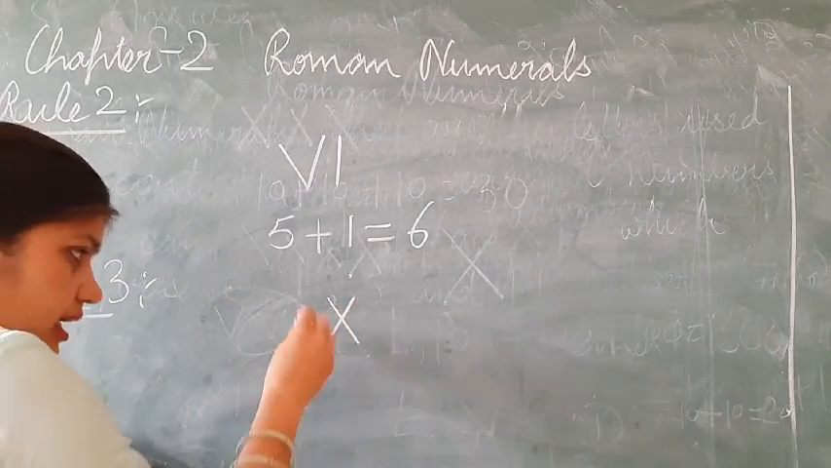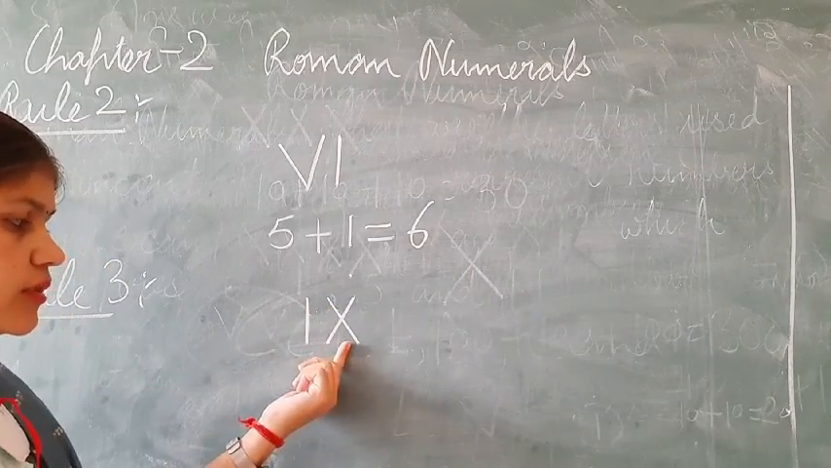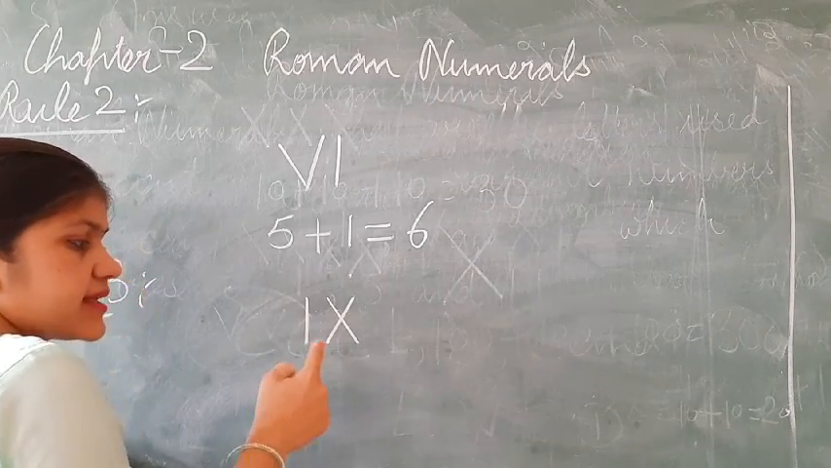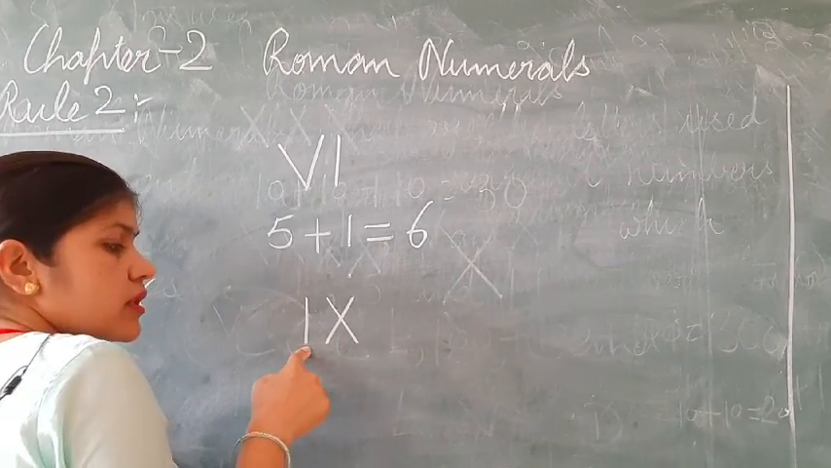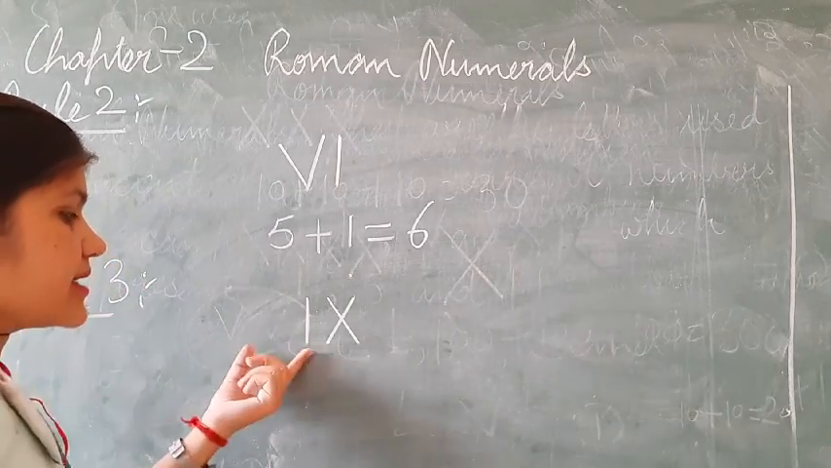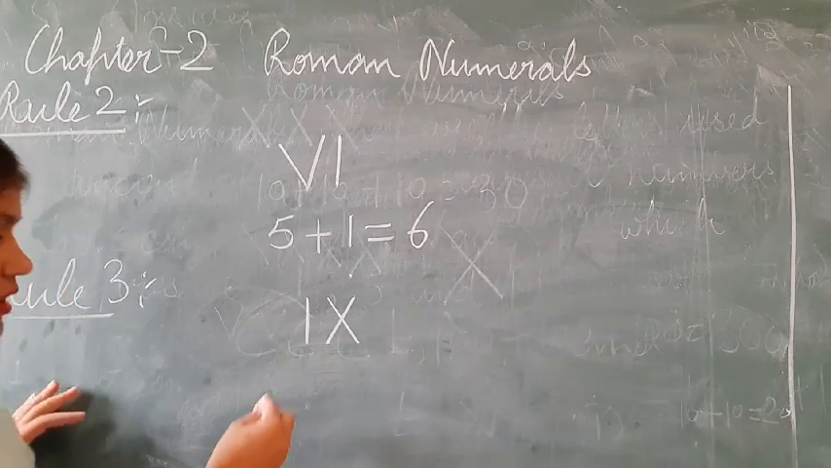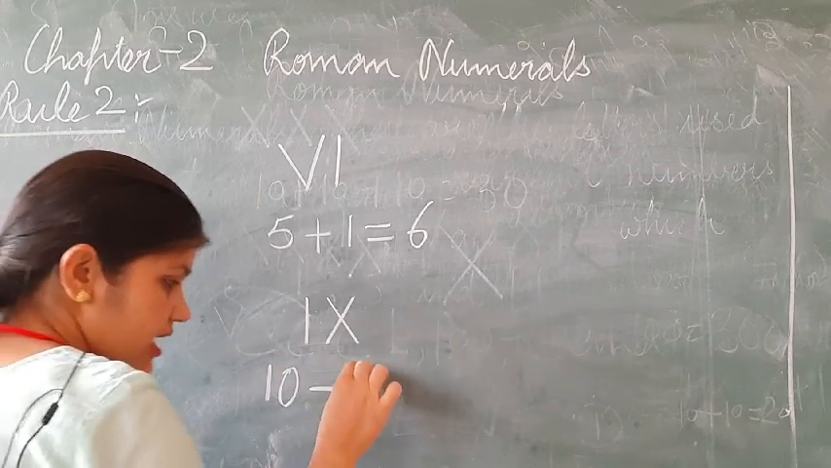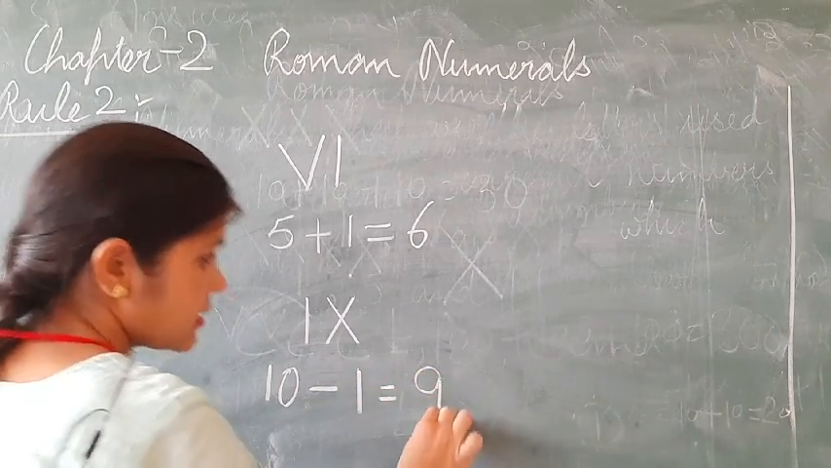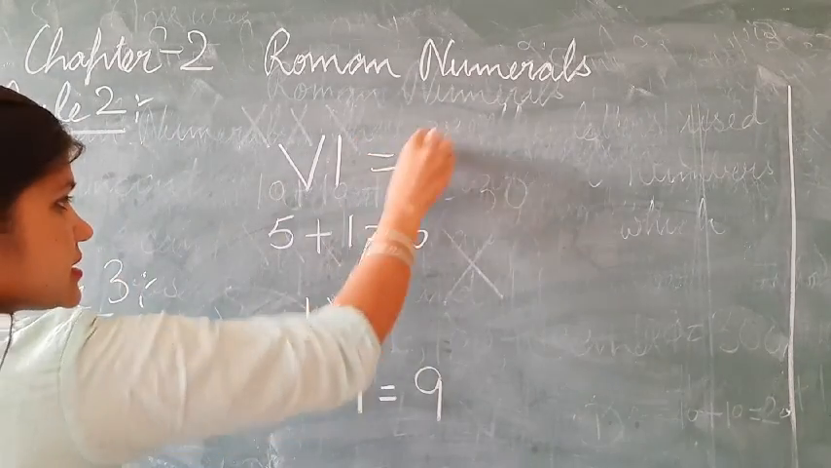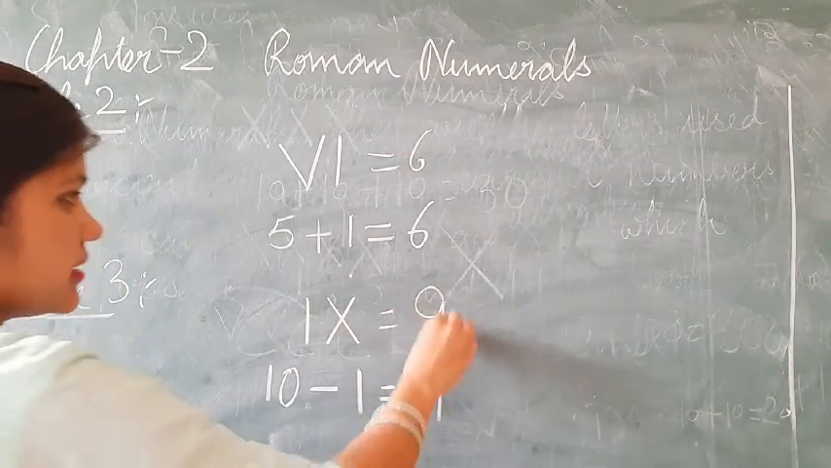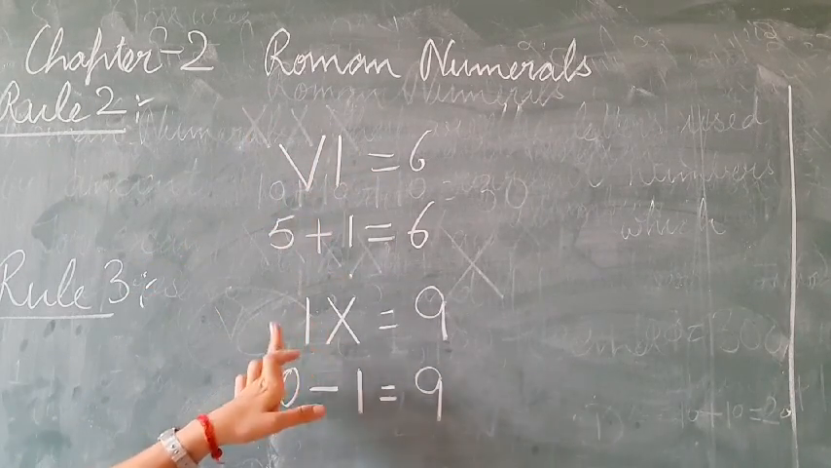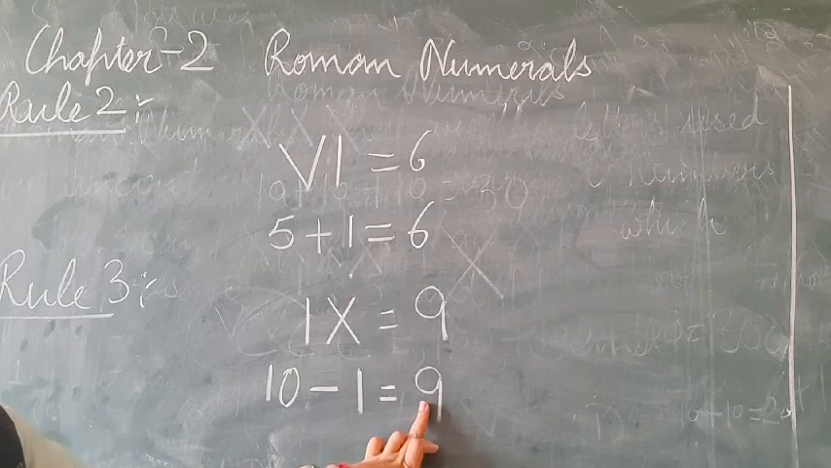And our third rule is: if a smaller numeral is written on the left of a larger numeral, this is larger, this is smaller, then it is subtracted from the larger numeral. Here the larger numeral is X. X means 10 and I is 1, and this is 9. This is 6 and this is 9. If it is on the right, then it will be added. If it is on the left, then it will be subtracted.